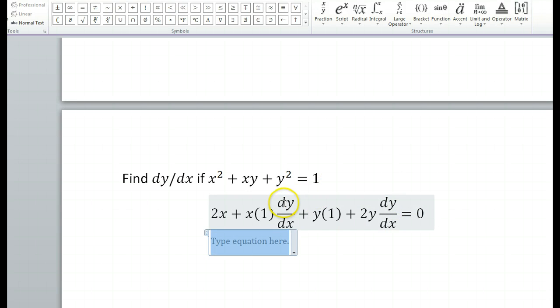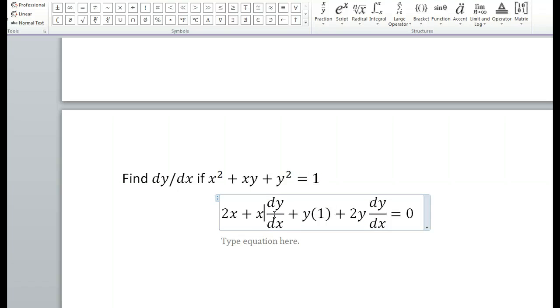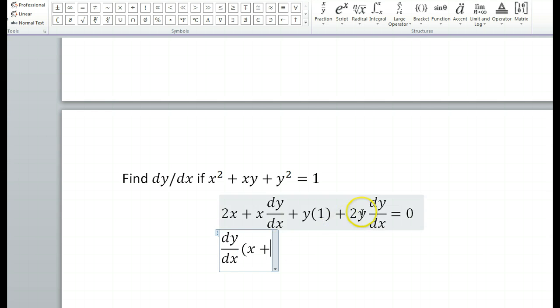So now we have our equation. Now we need to solve this for dy over dx. First of all, multiplying by 1 is just the same, so we can get rid of that. We should keep the dy over dx terms here and throw everything else to the other side. We have x dy over dx and 2y dy over dx, right? If you factor out the dy over dx, we get an x from this term, plus from this term, we get a 2y.